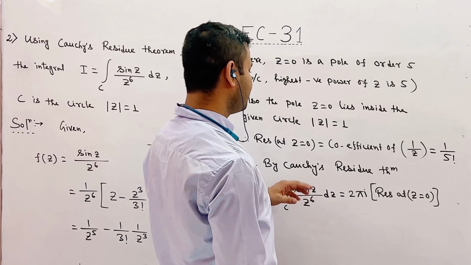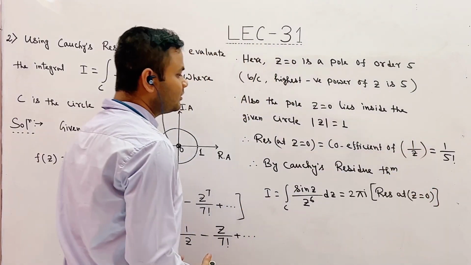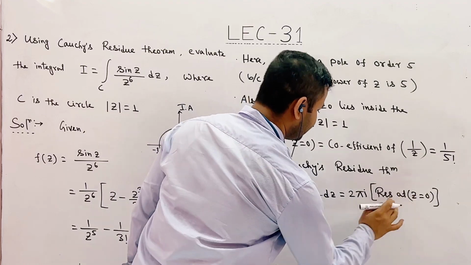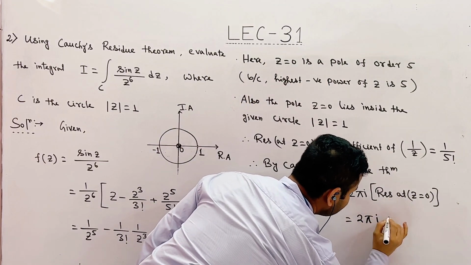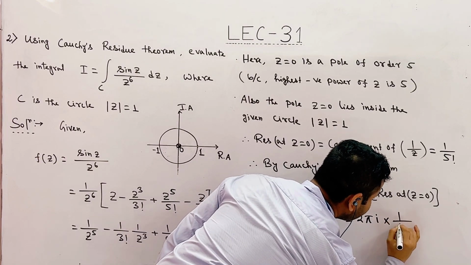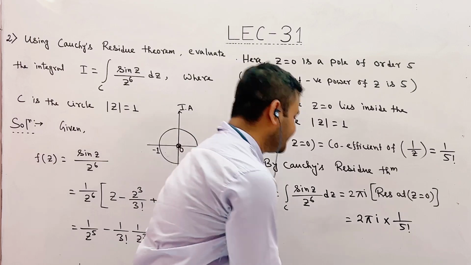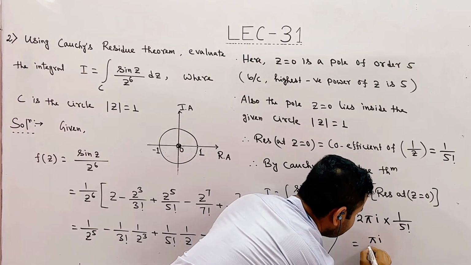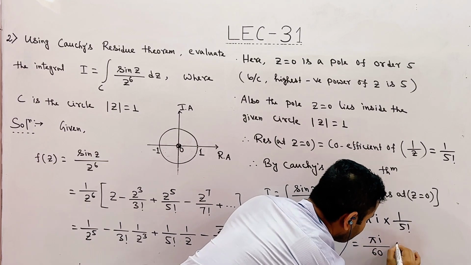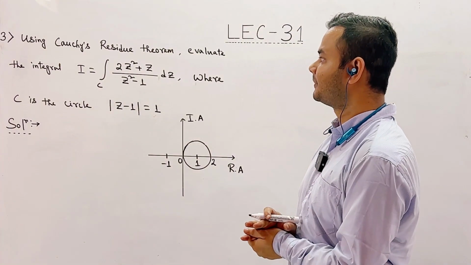We have seen that residue at z equal to 0 is 1 by 5 factorial. So let us substitute the value here. So finally we will get 2 pi iota into 1 by 5 factorial. 1 by 5 factorial is 1 by 120. So finally we will get pi iota divided by 60, which is the answer. Okay. Next let me solve problem number 3.